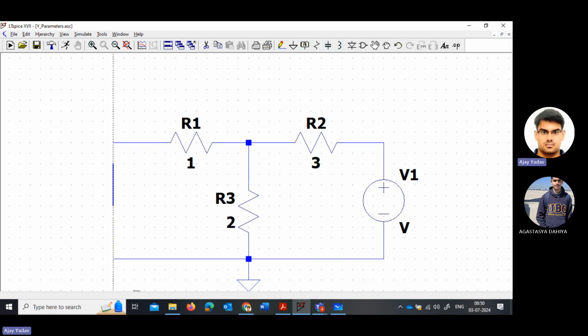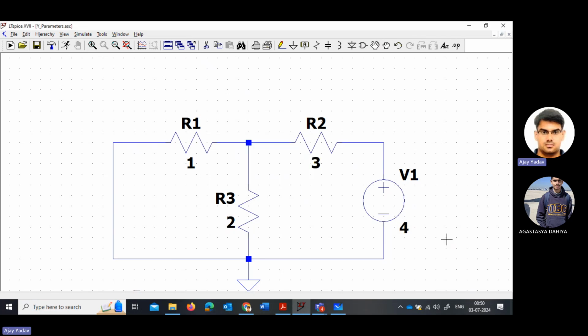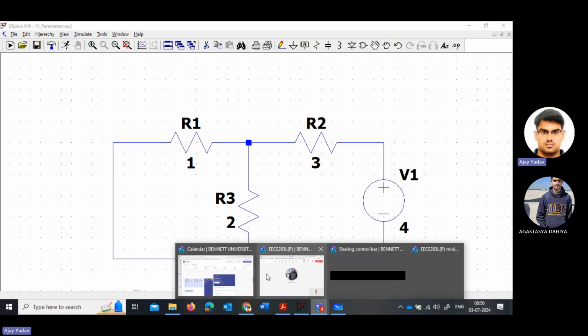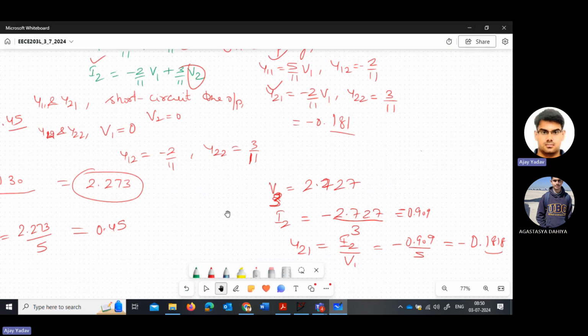No, sorry. Now you have to do the opposite thing. Understood? At that time, you can take a voltage source. Suppose that you have taken a 4-volt source. You take a 4-volt source here and you analyze the same thing which I did earlier, which we did some time before. Okay. Understood? Yes, sir. So you can do this, right?